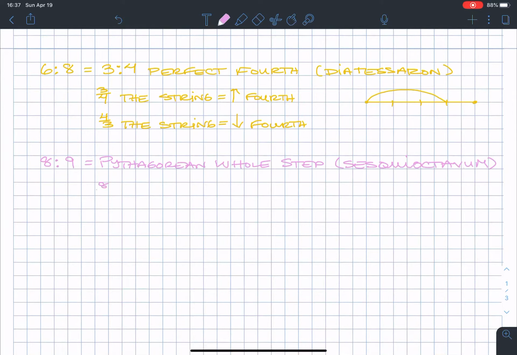If I go 8/9 of a string, that's not quite one whole, so it's a fraction. So let's see, 8/9. So that's going to be 1, 2, 3, 4, 5, 6, 7, 8, 9. Okay, so this is the whole length, 9 parts. And what I'm going to do is I'm just going to take 8 out of the 9. So, boy, that's a terrible drawing there.